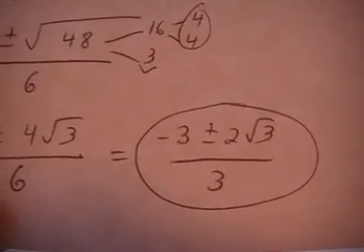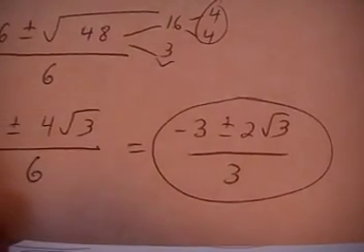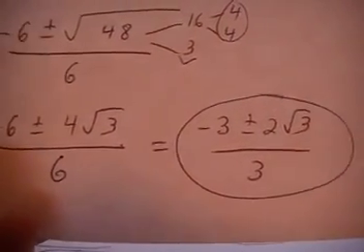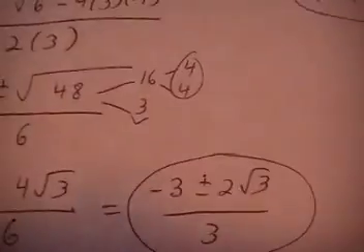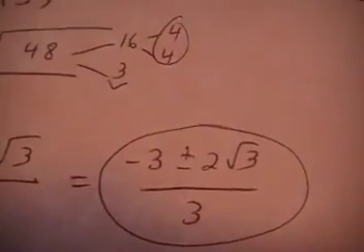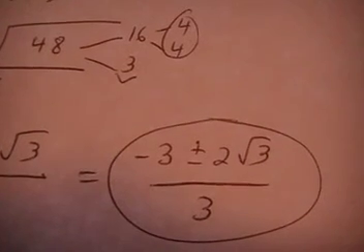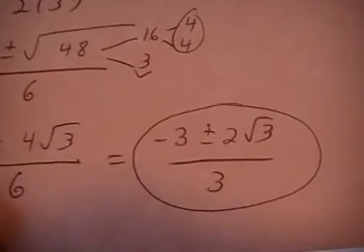This is the answer they had. Negative 3 plus and minus 2 square root of 3 all over 3. That's actually 2 more zeros right there. Because you got the one with the plus and you got another one with the minus. It's actually 2 separate answers even though it looks like one answer.